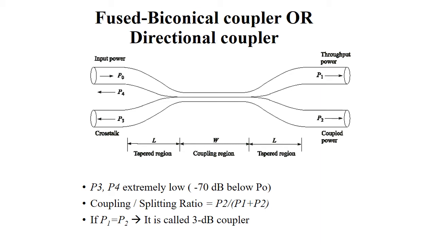The optical power launched into fiber 1 through the input port gets coupled to the output ports 2 and 3. The fraction of the input launched power available at each output port is called the coupling ratio. P3 and P4 are extremely low, about minus 70 decibels below P0. The coupling or splitting ratio is equal to P2 divided by P1 plus P2. If P1 is equal to P2, it is called a 3 decibel coupler.